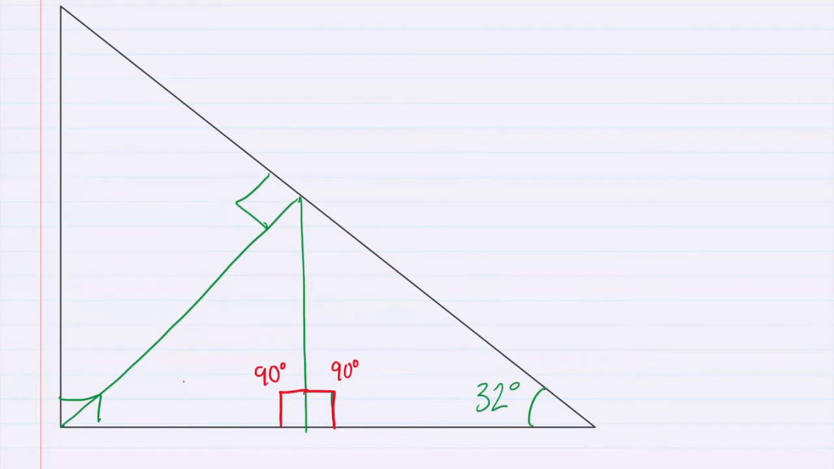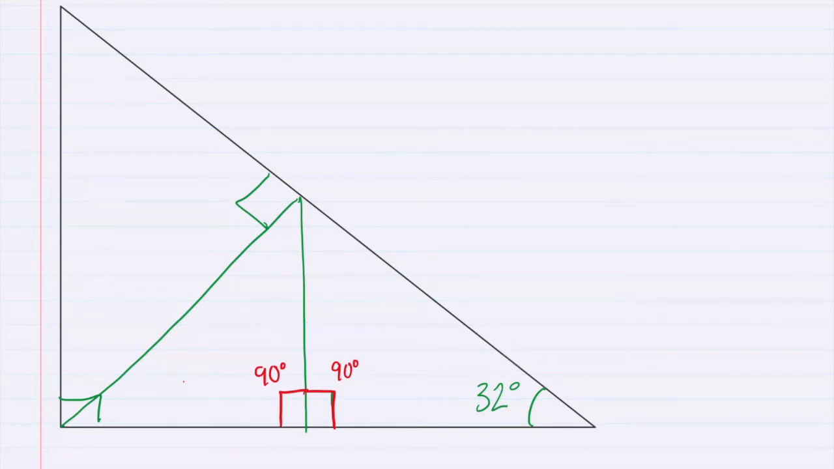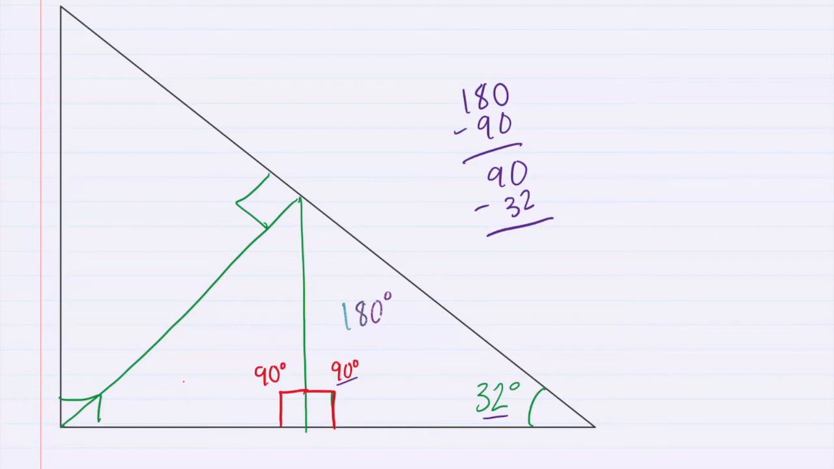Now, take a look over here. This is a little triangle, correct? And we know a triangle is made up of how many degrees? 180. Well, if you grab the 180 and you subtract this 90, you get 90. And if you subtract that 32, you get 90 minus 32, you get 58 degrees. So you found this angle, which is 58 degrees. You see, we're solving this, a piece of cake.